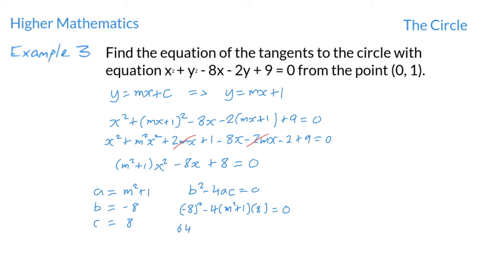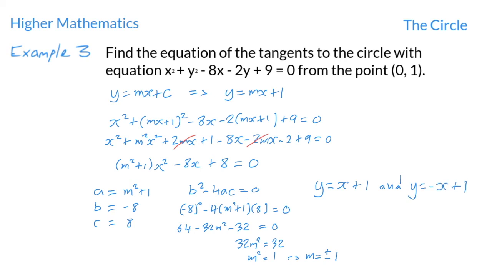64 minus 32m squared take away 32 must equal 0. Solving further, we have that 32m squared equals 32. So m squared must equal 1, or m equals plus or negative 1. So actually there are two values for m, as we were hoping, because we need the equation of the tangent at either side of the circle. We need two tangents here. So one of them would be y equals x plus 1, and the other one would be y equals negative x plus 1. And that's the equation of both of our tangents.